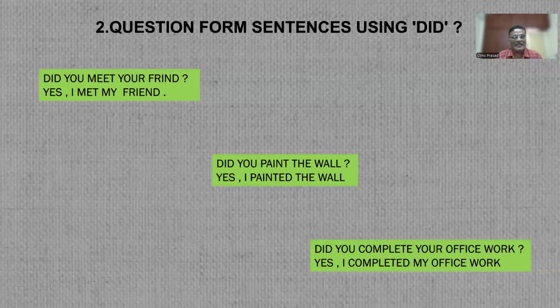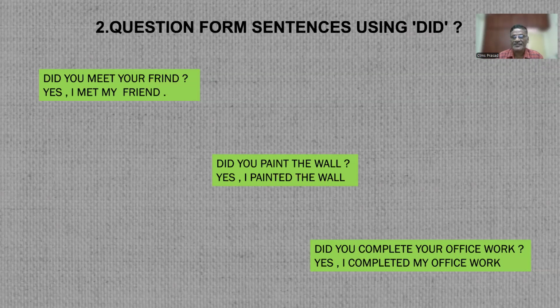And then next one is question form sentences using did. Did is used only for the past tense or any action that has taken place in the past. Did you meet your friend? Yes, I met my friend. Did you meet your parents? Yes, I met my parents. Did you meet your class teacher? Yes, I met my class teacher.